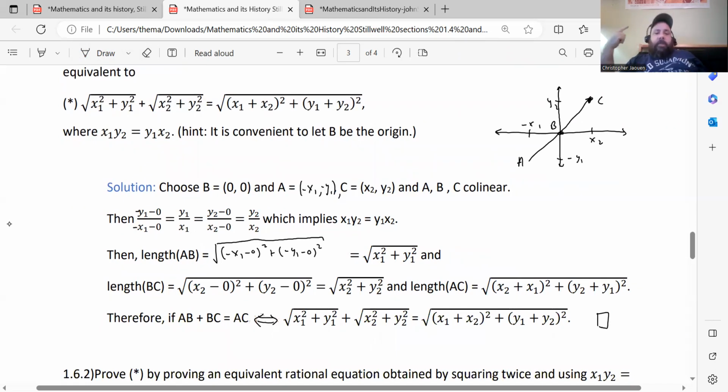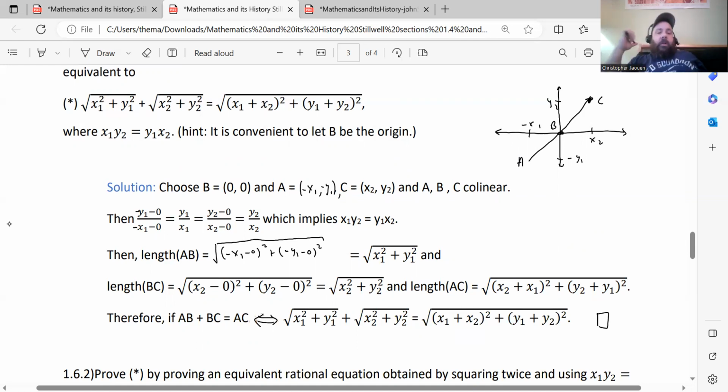So that means that negative y1 minus 0 over negative x1 minus 0 gives you y1 over x1, and that's equal to y2 minus 0 over x2 minus 0, which simplifies to y2 over x2, or in other words, y1 over x1 equals y2 over x2, and just cross multiplying gives you the relation that we want. So that implies that x1 y2 equals y1 x2. Okay, and then if you look at the lengths based on the definitions, you see that it matches.